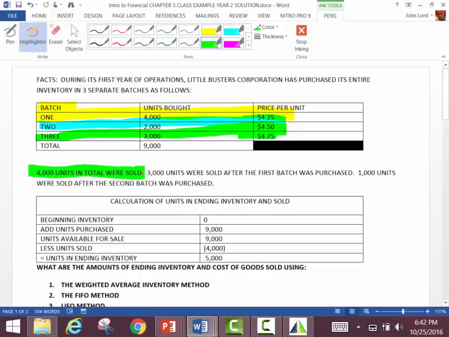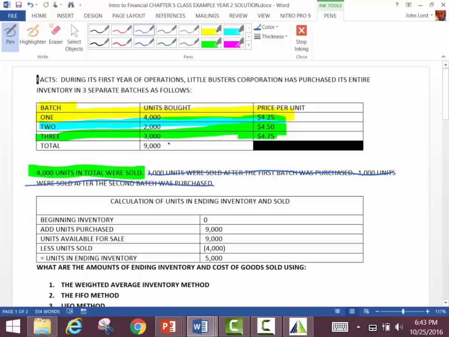4,000 units in total were sold, and I want you to cross this part out. This is not going to be relevant for our studies here, okay? Just cross that part out. And 4,000 units in total were sold, right? So you look at this, and what happens? Okay, good. So for the ones you have, I already took it out.